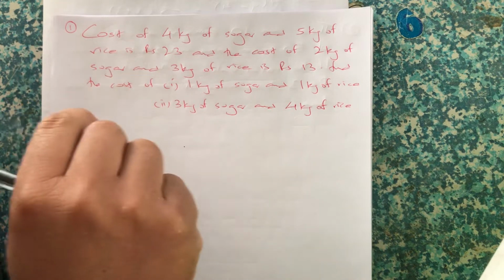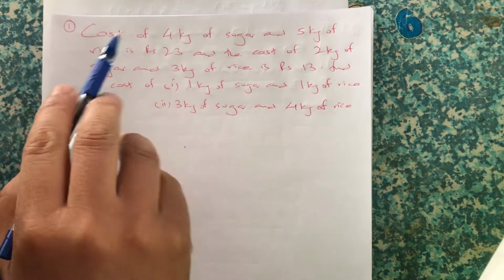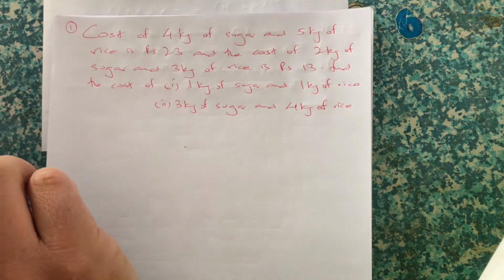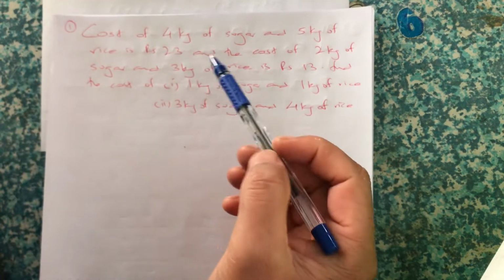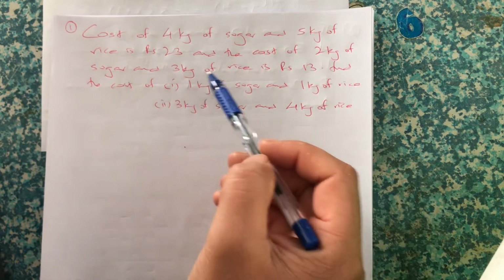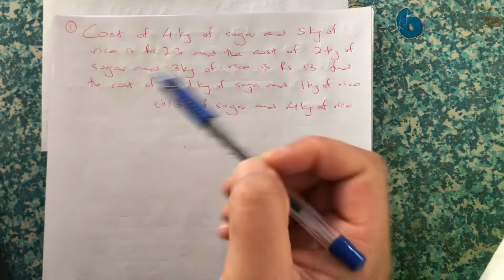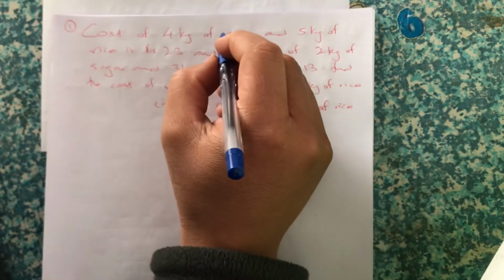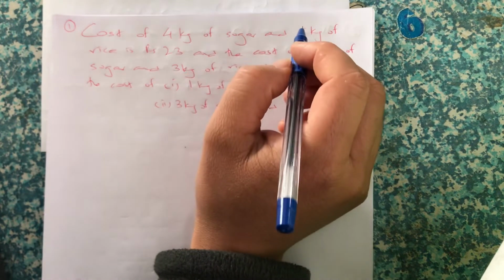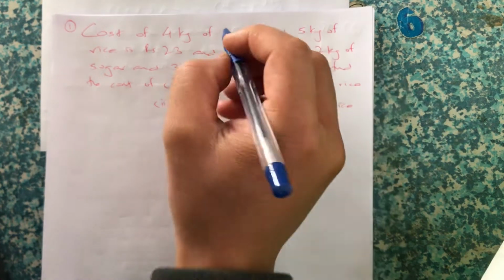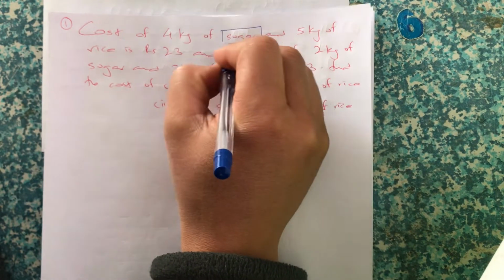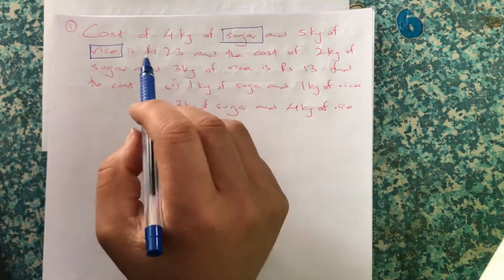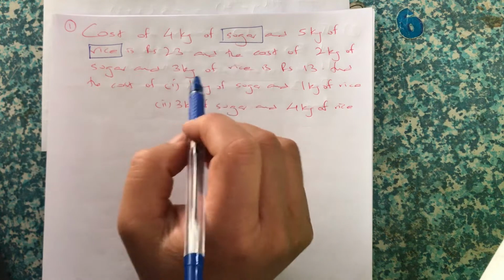Let's say, for example, this is the question. It says the cost of 4 kg of sugar and 5 kg of rice is 23 rupees, and the cost of 2 kg of sugar and 3 kg of rice is 13 rupees. The quantities that keep coming are 4 kg and 5 kg, and we are talking about sugar and rice. So sugar and rice are the two important things we are focusing on in this question.